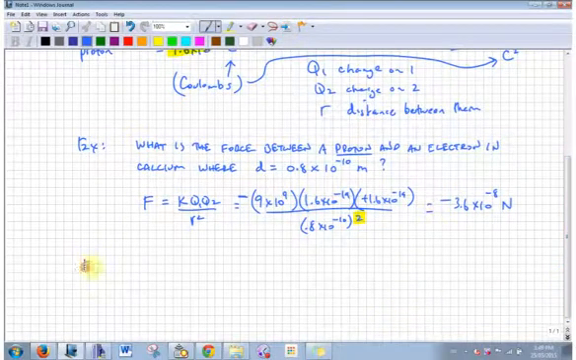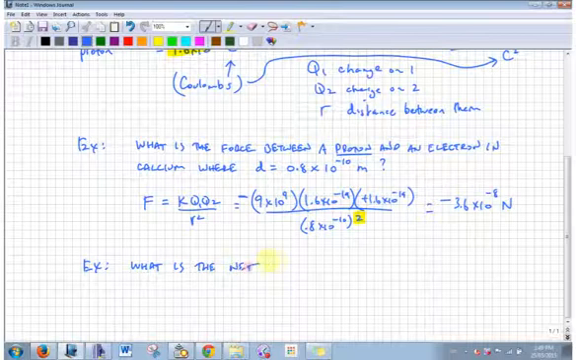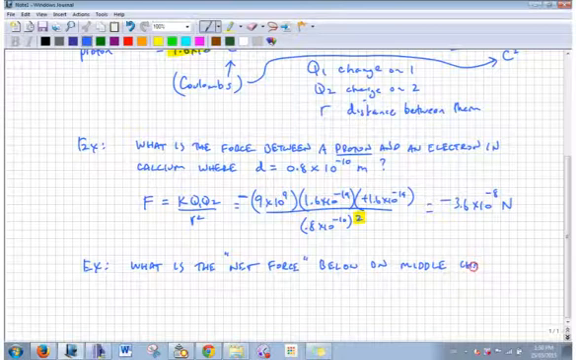Now, did someone put it in twice and get the same answer? You would, right? Now, what is the net force below on the middle charge?